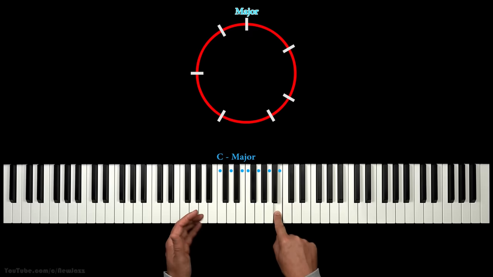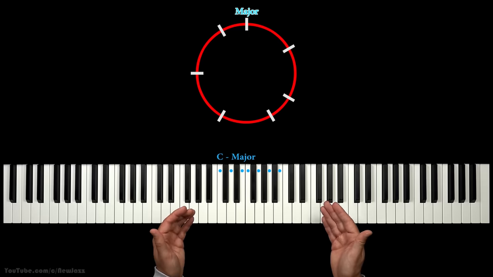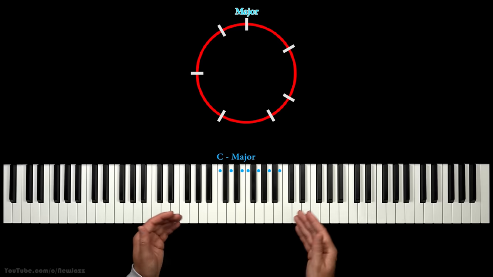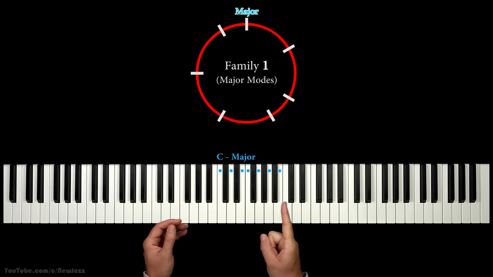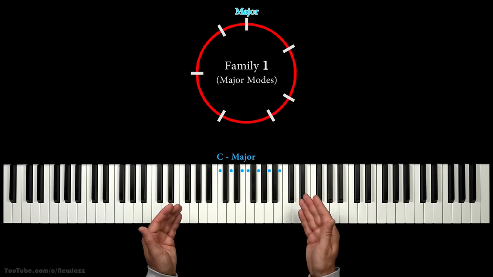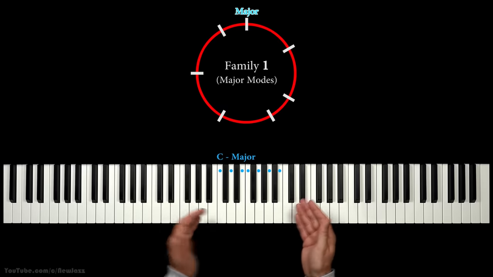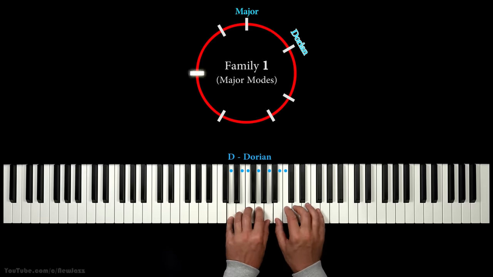Now, all scales in this world can be grouped into families. So the first family I'll introduce to you is family 1, also called the major modes. The single scale members of this family are derived by playing our major scale in different degrees. So here we have the second degree scale.